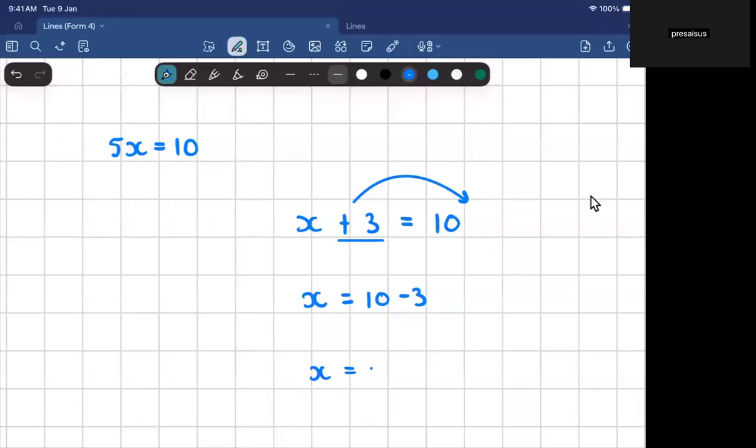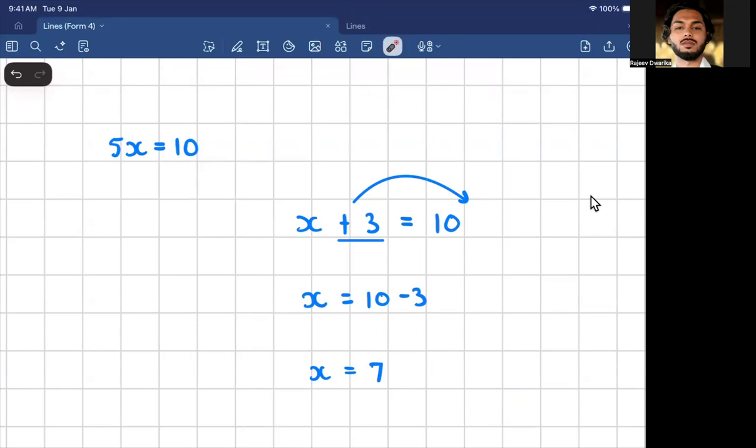x is equal to 7, right? You understand that? Yes, sir. Okay. Fun fact, also to say negative 7.